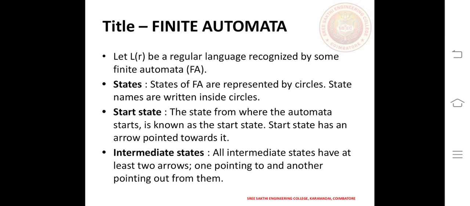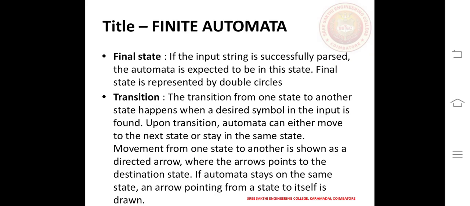Next, the start state. This is also represented using a circle, but before the circle, an arrow is appended. This represents the start state of the automata. Next is the intermediate state. All the intermediate states have at least two arrows, one pointing to and another pointing out from them.